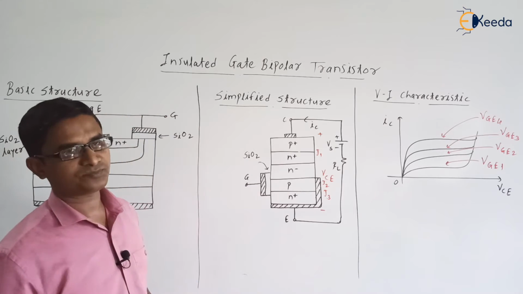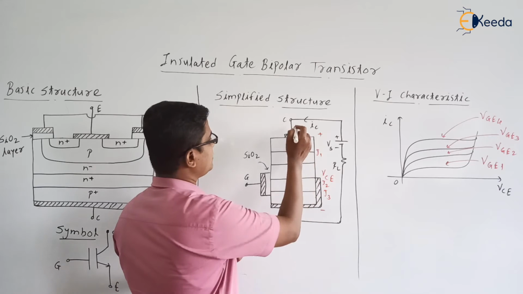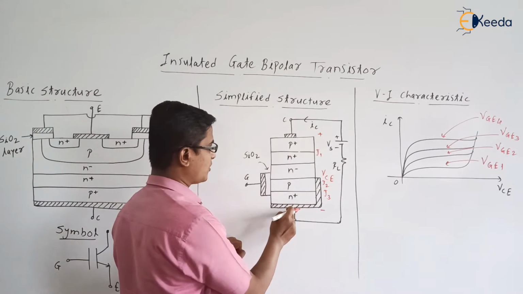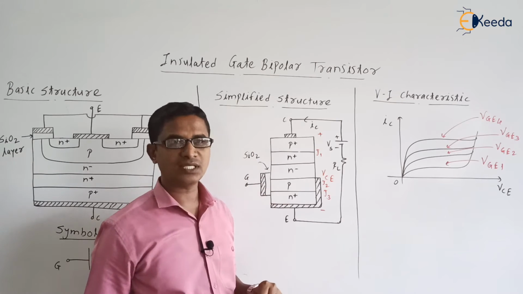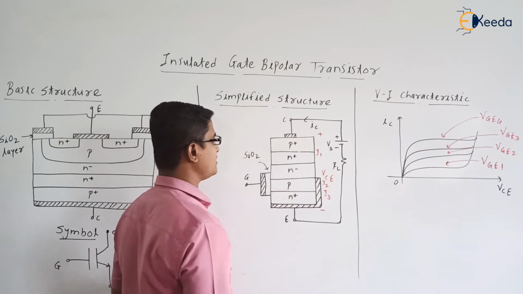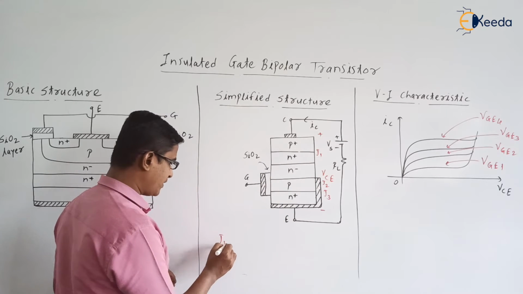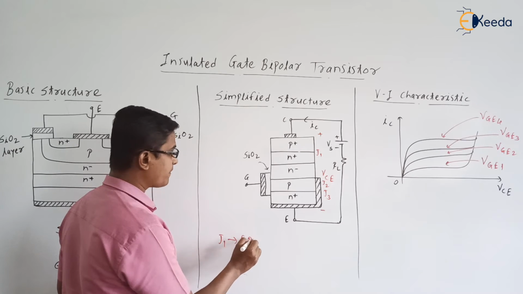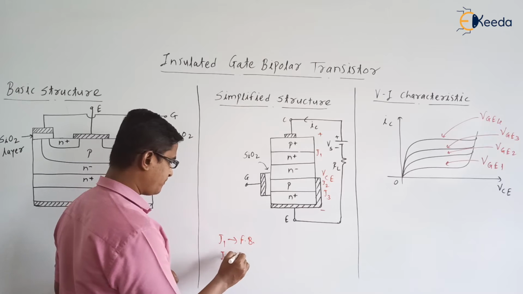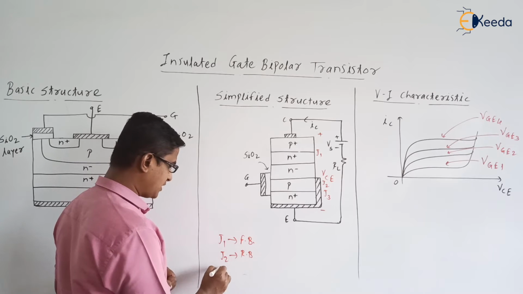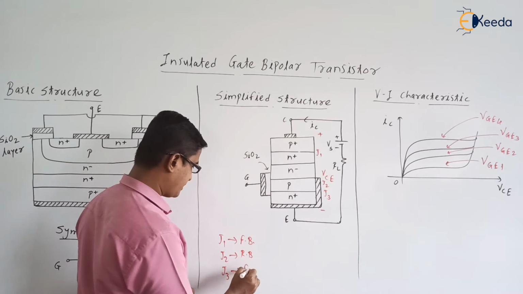Next, when the collector is more positive than the emitter, can we say that the potential goes on decreasing from here to here? Yes, so can we say that junction J1 is in forward bias mode? Yes, because it is a PN junction. Junction J2 is in reverse bias mode. Are you getting the point? Similarly, junction J3 is in forward bias mode.